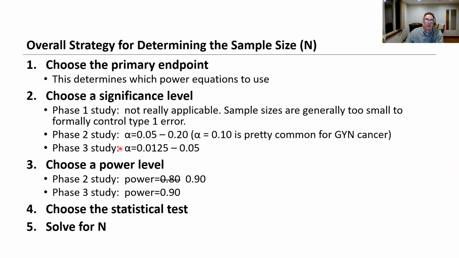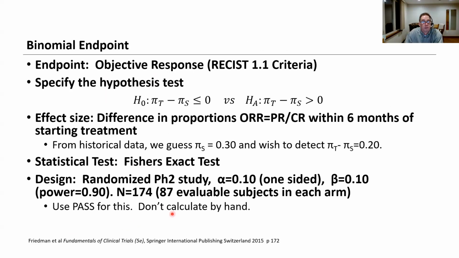All right, so here's your overall strategy for determining a sample size. You need to choose a primary endpoint, right? This determines which power equations you can use. You need to choose a significance level. If you're doing a phase 2 study, the alpha is probably in the 0.05 to 0.2 range. For a phase 3 study, it's probably lower, about 0.01. You choose a power level. Power of 0.9 is very common, maybe down to 0.8. You choose the test and you solve for n, right?